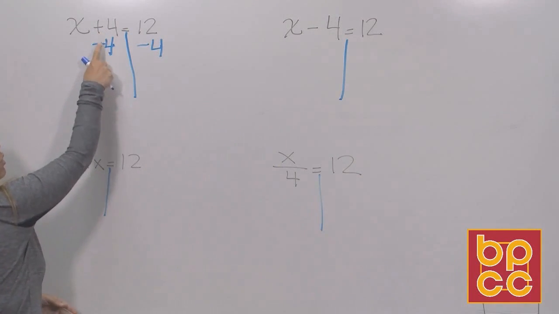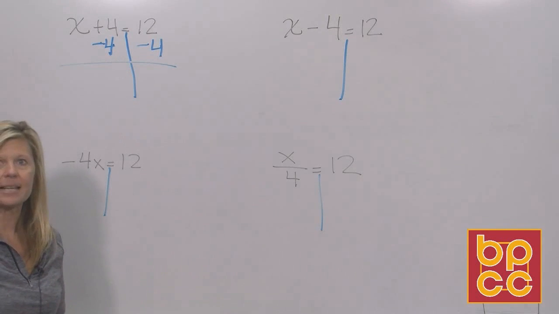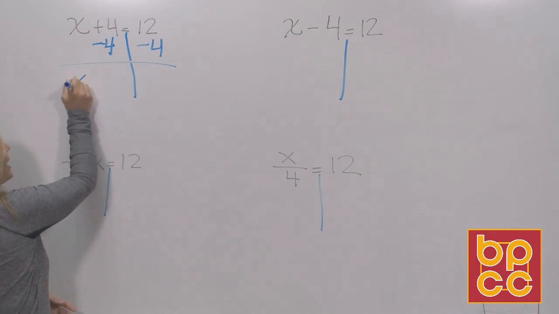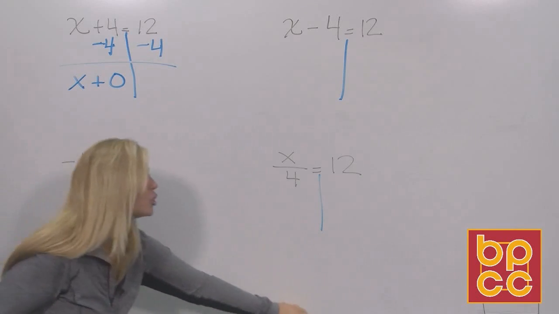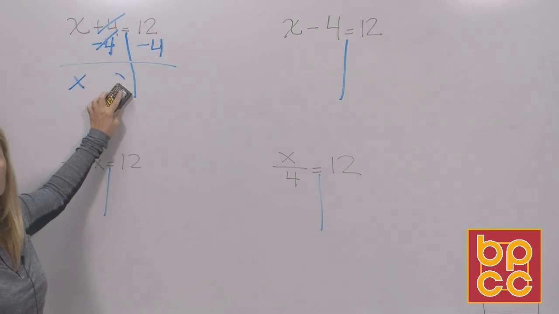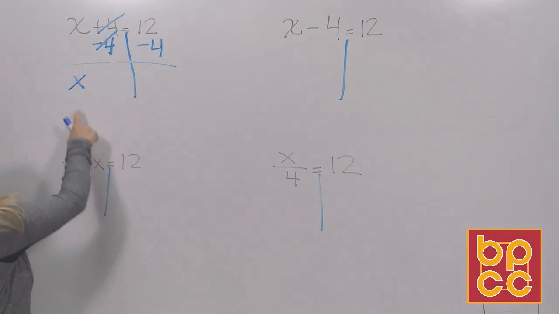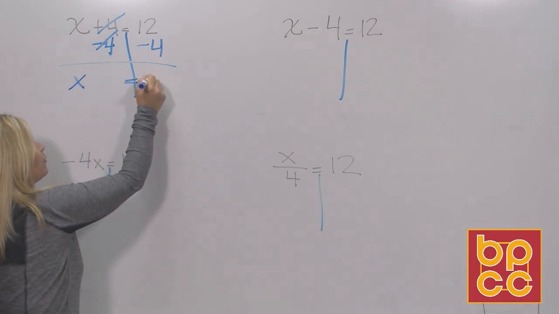We're moving the 4 by doing the opposite. And add 4 and subtract 4 makes 0. Well, we don't got to write x plus 0 because that means you're adding nothing. So you've learned to just cancel them out. They're opposites. They undo each other. So that leaves us with the x on the left. It's isolated. Now on the right, 12 minus 4 is 8.